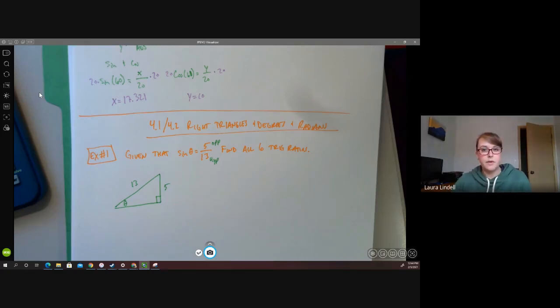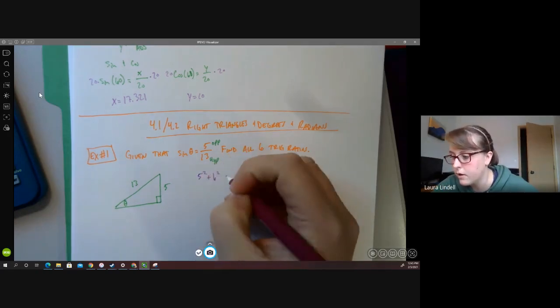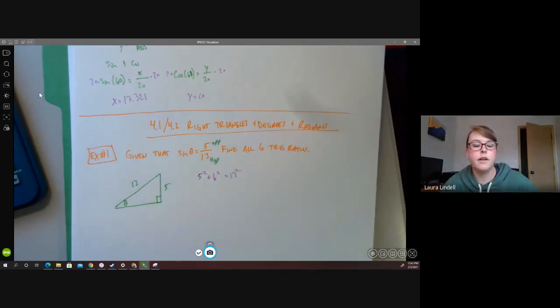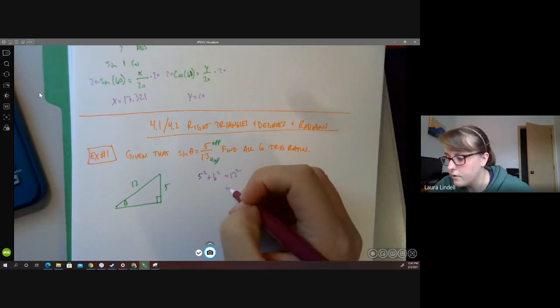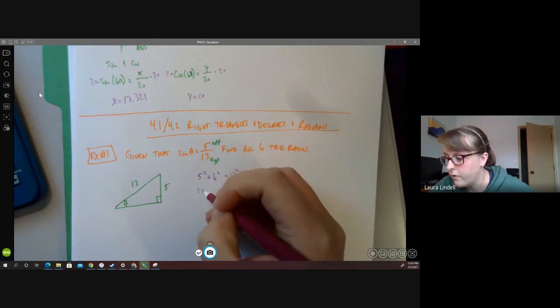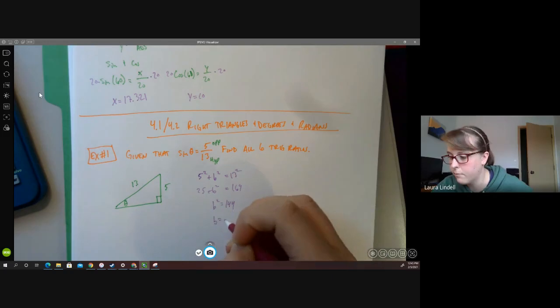There's a couple ways you can do that one. You can remember that it's a Pythagorean triple, the 5, 12, 13 triangle. Or you can use the Pythagorean theorem and just go 5 squared plus b squared equals 13 squared and solve it real quick. So we'll get 25, 169. Subtracting on both sides, we get 144. Square rooting, we get b is 12.